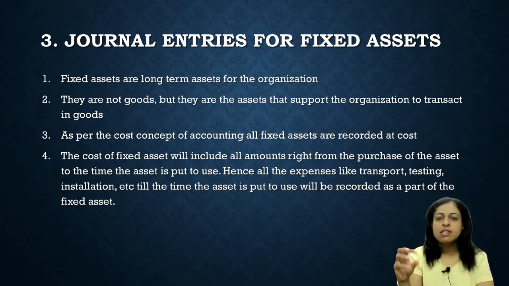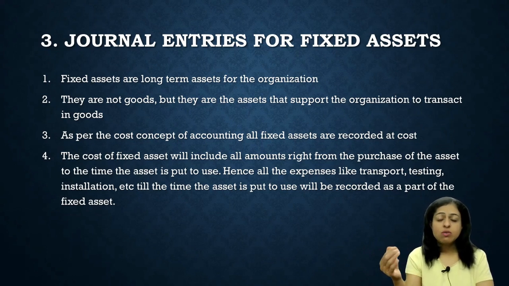So if a journal entry says purchase furniture, what does it mean? You are buying fixed assets. If the journal entry is asking you to record the purchase of machinery, then you're talking of fixed assets. So remember this. Now coming to the cost concept of accounting.